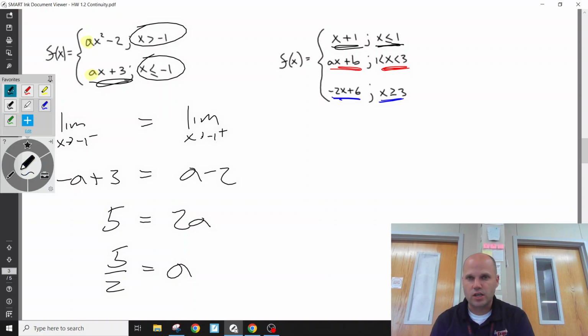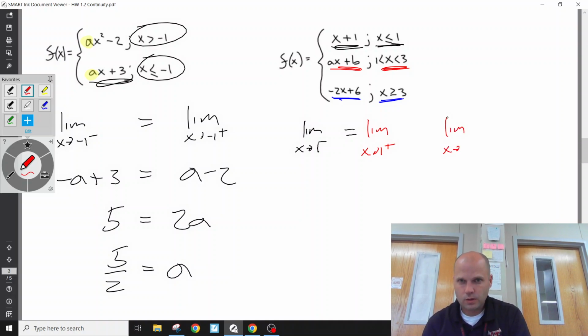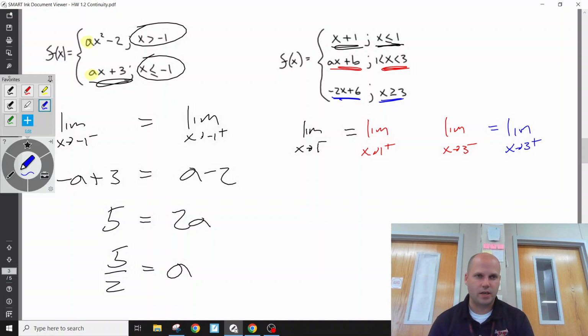To ensure the function is continuous, I gotta drop off my black piece to the left of 1 at the same spot where I pick up the middle piece at 1 to the right of 1. And then the middle piece to the left of 3 needs to pick up with the bottom piece to the right of 3. Okay, it's just like the last lesson that we did. Just looks different. So here we go.